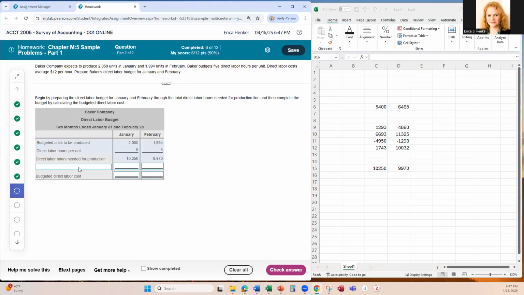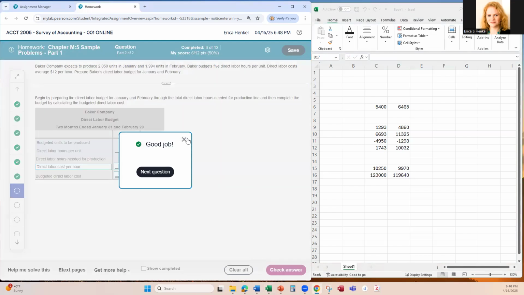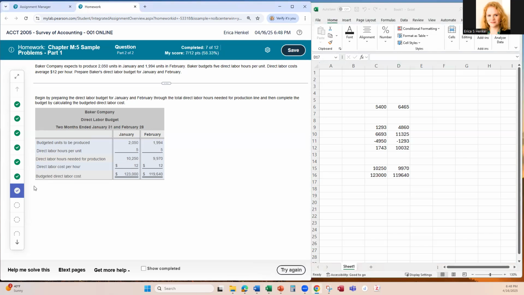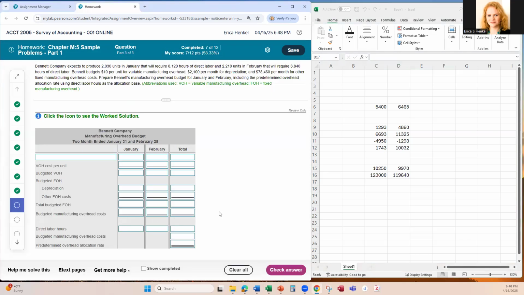All right, and then we're going to take that and multiply it times the cost per hour, which is $12 per hour. And that gets us to 123,000 and 119,640 over here. So I like the format of these questions because it just walks you through exactly how the calculations are being done. So these would be a good one for you to look back on when you do the homework in case the format isn't quite so comprehensive and friendly for you.